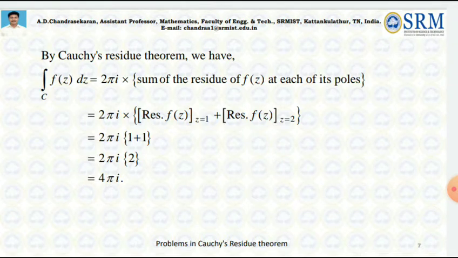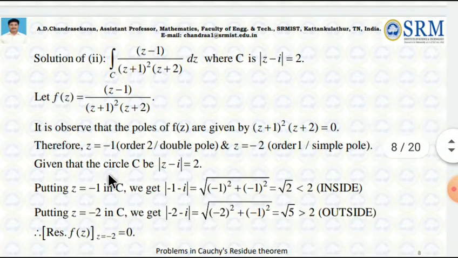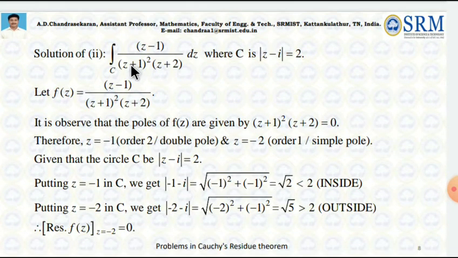Let us move on to the second sum. The second problem is to evaluate the integral over C of (z − 1) / ((z + 1)²(z + 2)) dz. This time I took the whole thing as f(z), that is (z − 1) / ((z + 1)²(z + 2)). Now it is observed that the poles of f(z) are where the denominator function equals 0. So by that we will get z = −1 of order 2.